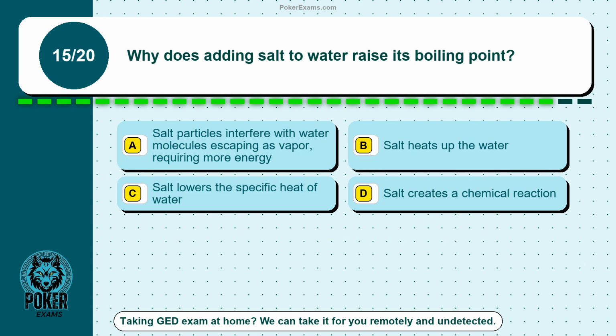Question 15. Why does adding salt to water raise its boiling point? Option A salt particles interfere with water molecules escaping as vapor, requiring more energy. Option B salt heats up the water. Option C salt lowers the specific heat of water. Option D salt creates a chemical reaction.